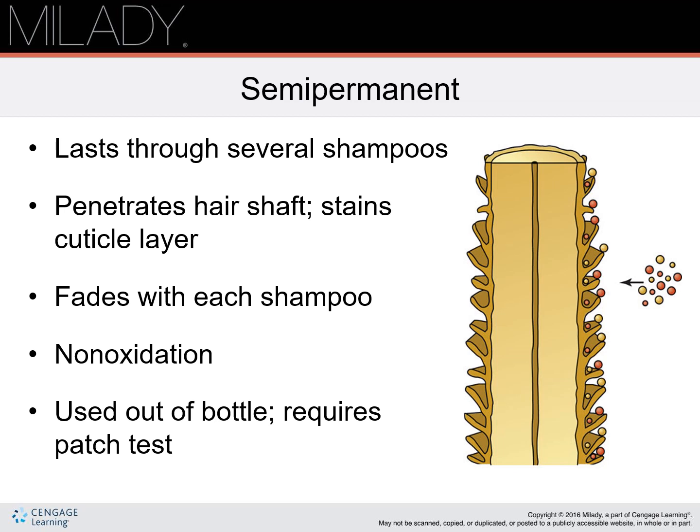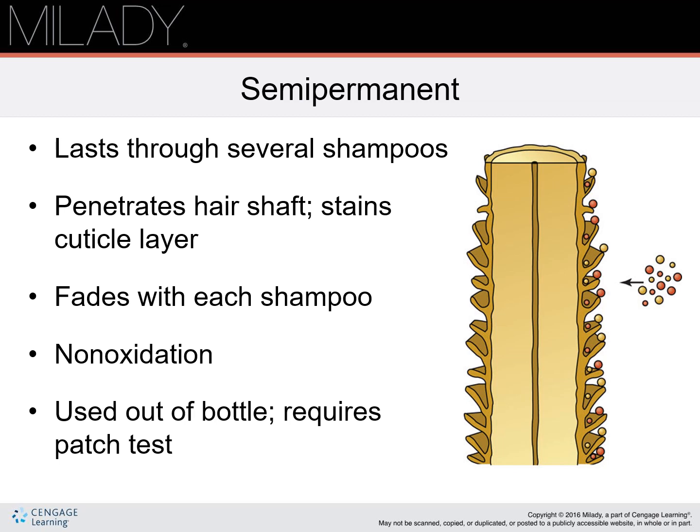Pigment molecules, you can see in this one, are a little bit smaller, whereas in the temporary, these molecules were hanging just out here. You'll see the semi-permanent ones go a little bit further into that cuticle layer. They partially penetrate the hair shaft, and they're going to stain that cuticle layer. They diffuse out of the hair during shampooing. Again, with each shampoo, it's going to continue to fade. These semi-permanent colors are going to last 4 to 6 shampoos.